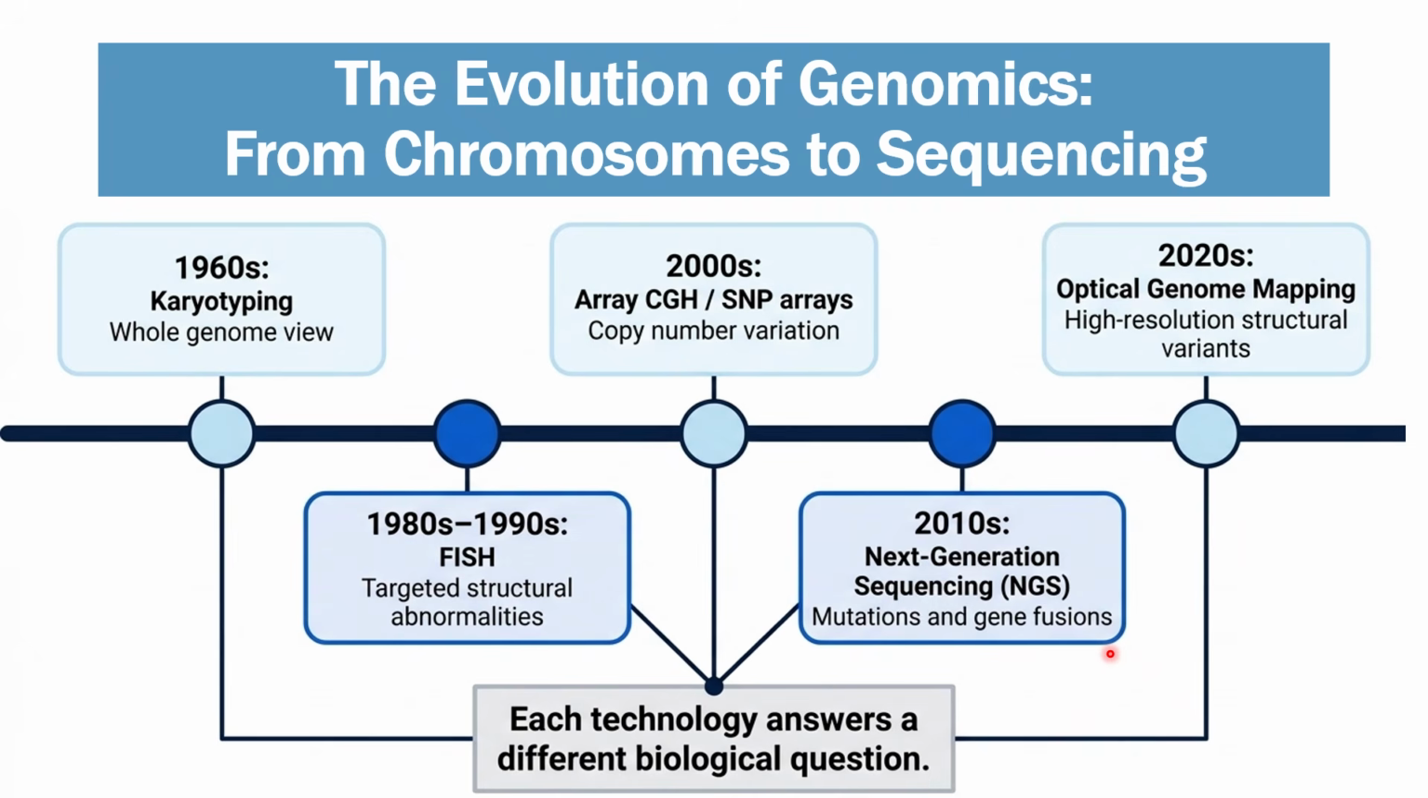And optical genome mapping is a technique which detects larger structural variants. It almost creates a physical map of the entire genome. And compared to karyotyping, it is more convenient because it does not require the tedious process of culturing.